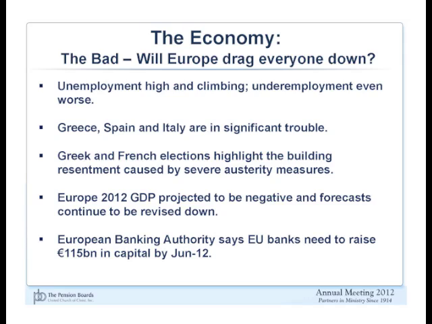If we think that unemployment and underemployment here are difficult situations, know that unemployment is 25% in Spain, and youth unemployment is 50%, and people are on the streets. I don't need to belabor the point on Greece, Italy, and Spain, but they are in significant trouble. We continue to monitor the situation.